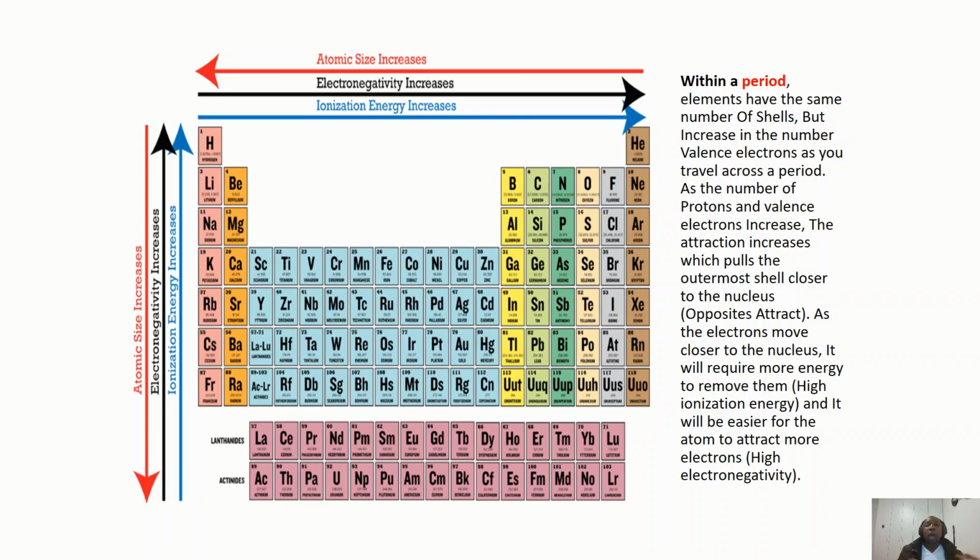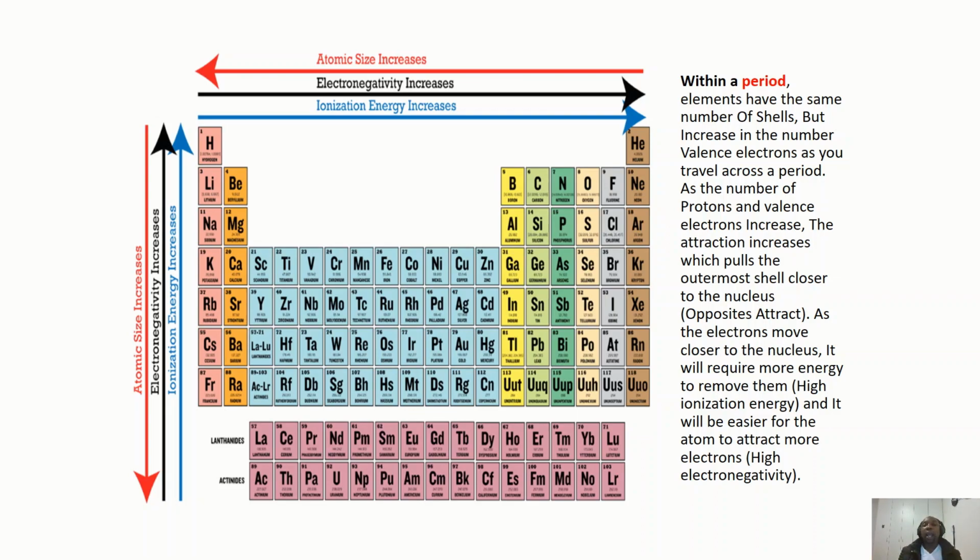You see, so as you are moving from left to right, the valence electrons, which is the number of electrons in the outermost shell, is going to be increasing. So as the number of protons and the valence electrons increases, the attraction also increases. Why? Because the more negative charge you have and the more positive charge you have, the better the attraction is going to be. So if you have a lot of positive charge in the nucleus, and you also have a lot of negative charge outside, then the attraction is going to be more.